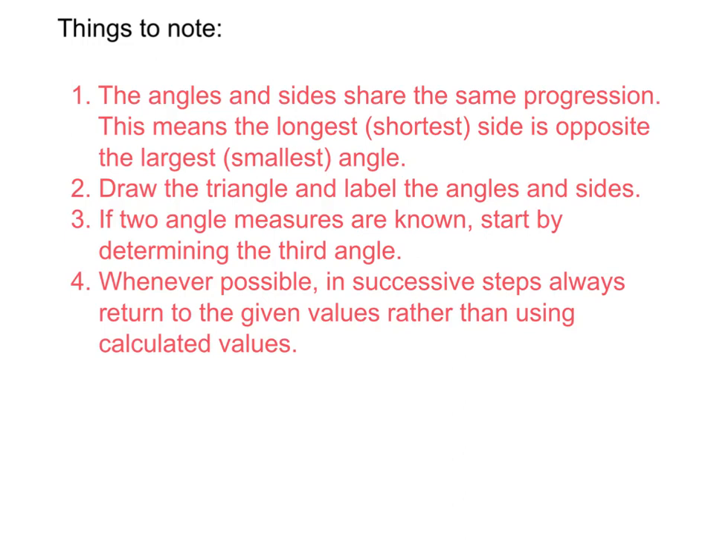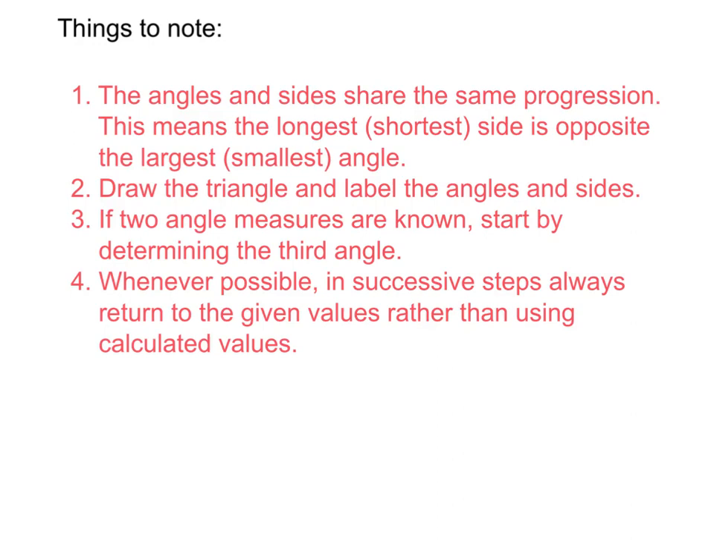Finally, as you progress on these, some things that I want you to note here. Number one, the angles and sides share the same progression. In other words, what that means is that the largest side of a triangle is across from the angle with the largest measure. And the same goes for the smallest. The smallest side is going to be across from the angle with the smallest measure. So if you keep that in mind, some of the stuff will work out and be helpful for you and make your life a little bit easier.